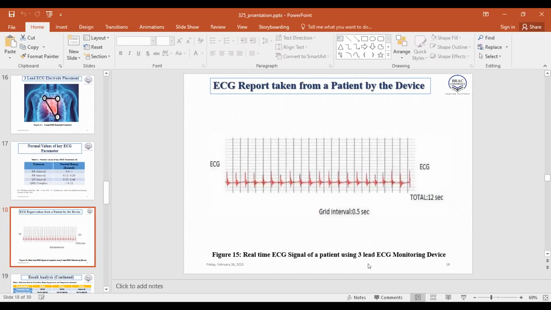Here is the ECG report taken from a patient by the system we have implemented. This curve shows that the RR interval is normal and the QRS complex is also normal. So the patient is not suffering from any kind of disease like arrhythmia or any kind of heart disease. So the patient's condition is normal.